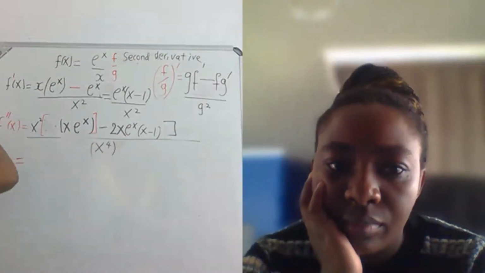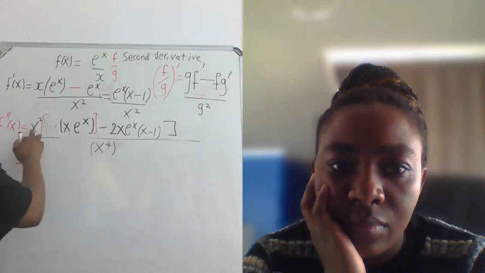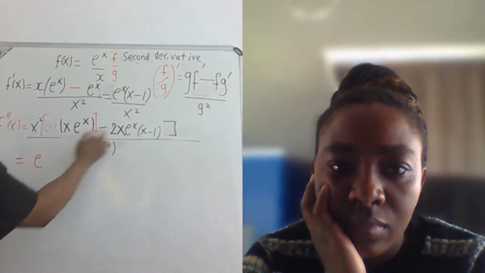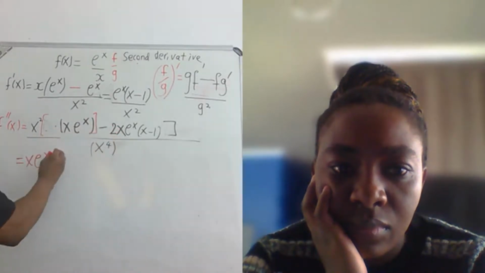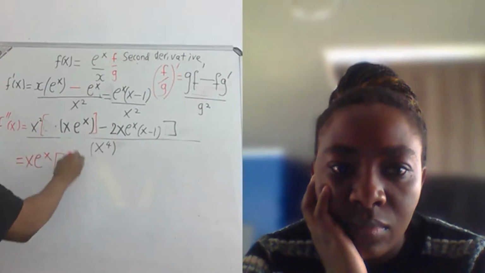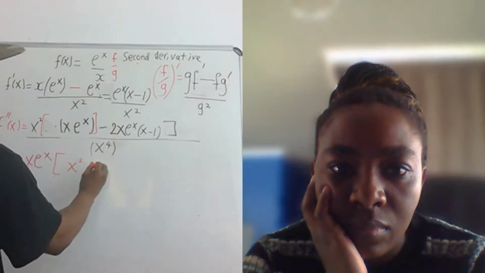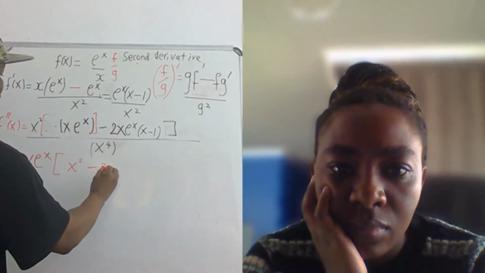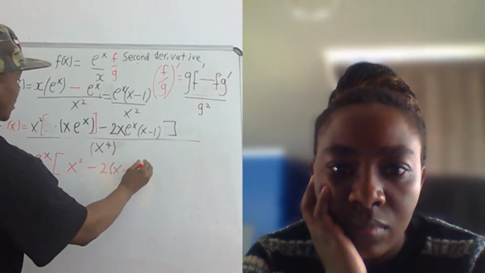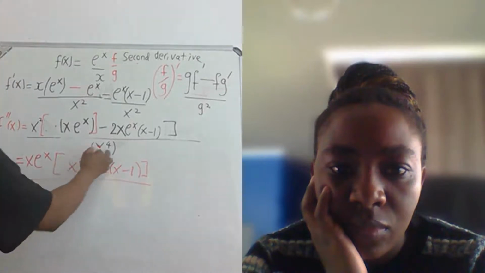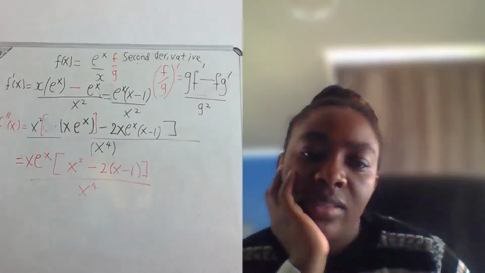Since x and x is common, and e^x is common, e^x is going to go out, 1x is going to go out. So let's write it over here: x squared minus 2x minus 1 over x to the power 4. Do you agree with me?